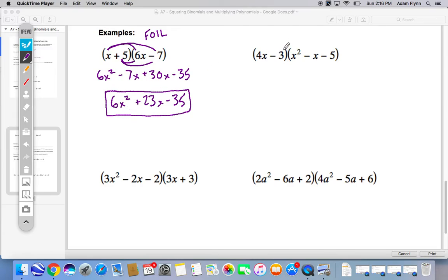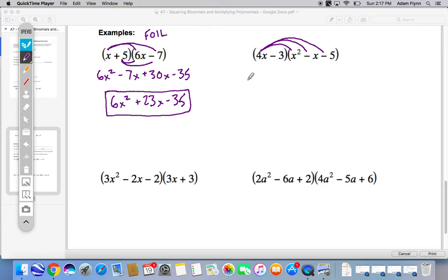Okay, so now we have a binomial multiplied by a trinomial. So this is where developing a routine is very important. What I do is I take the first term in my leftmost polynomial and multiply it by every term in my other polynomial. So I'll draw these lines. So I have 4x times x squared, 4x times negative x, and 4x times negative 5.